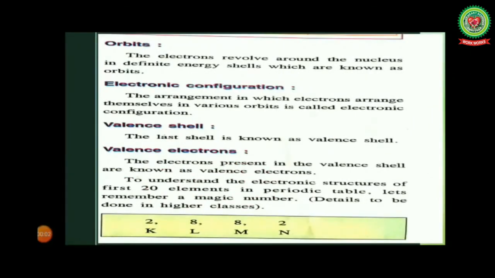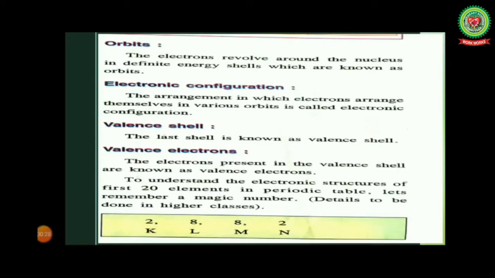Orbits. The electrons revolve around the nucleus in definite energy shells that are K shell, L shell, M shell, N shell, which are known as orbits. Electronic configuration. We have discussed this during the discussion of orbital diagrams. The arrangement in which electrons arrange themselves in various orbits is called electronic configuration.